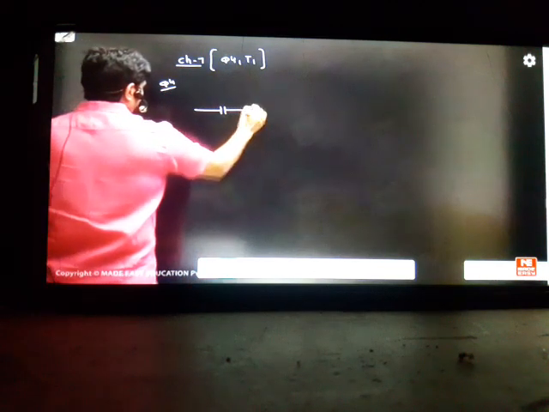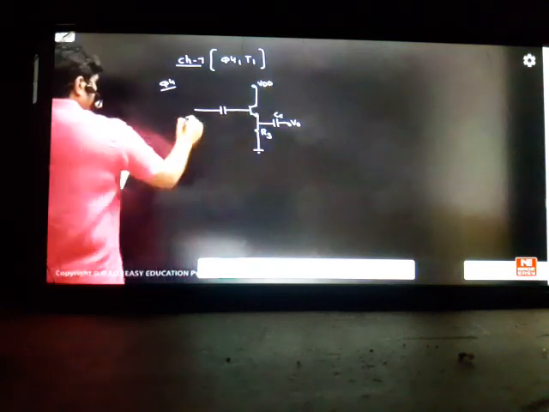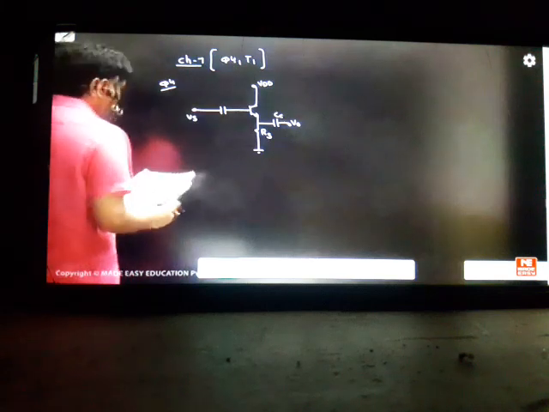If you see question number 4, he has given a coupling capacitor and a transistor. There is RS here. This is the output. This is VDD. This is your VS. This is the circuit we are seeing. It's a common collector circuit.